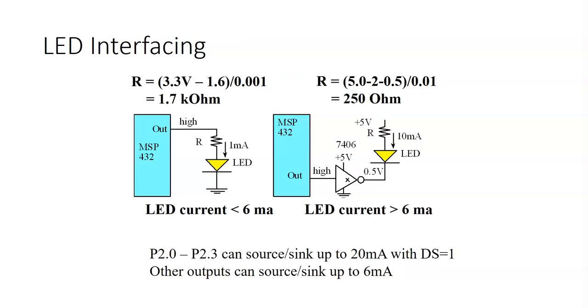If you're careful though in designing the circuit, we could also connect the LED using a circuit like this. With the MSP432, we can just connect our GPIO through a resistor to the LED going to ground.